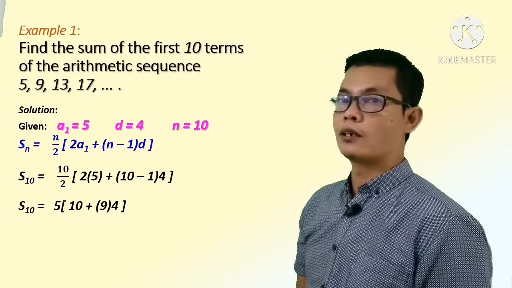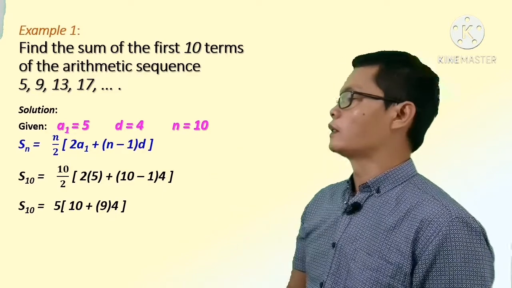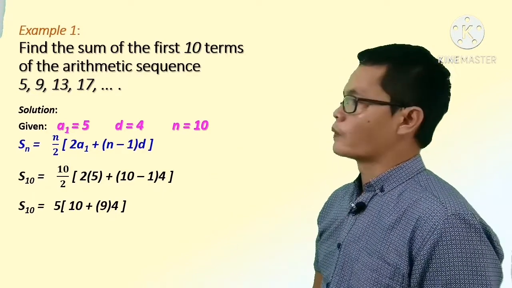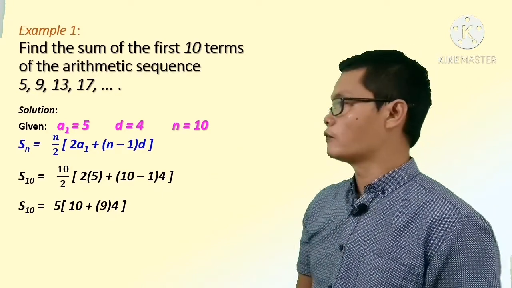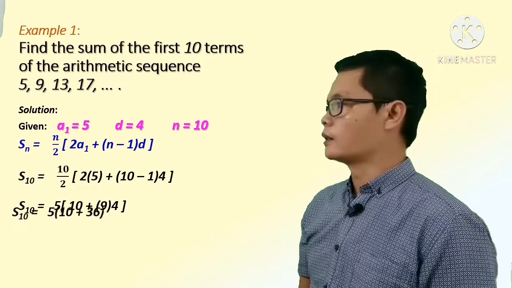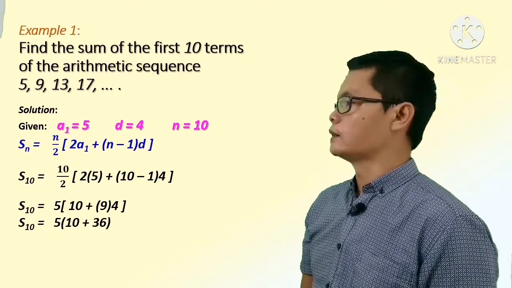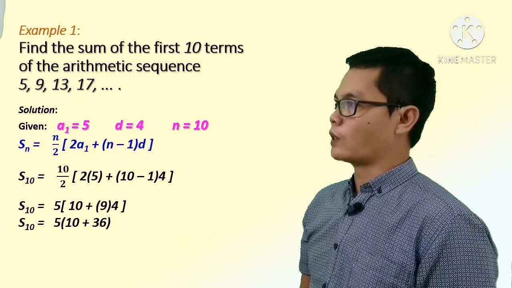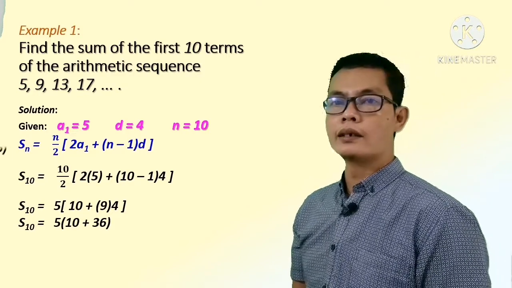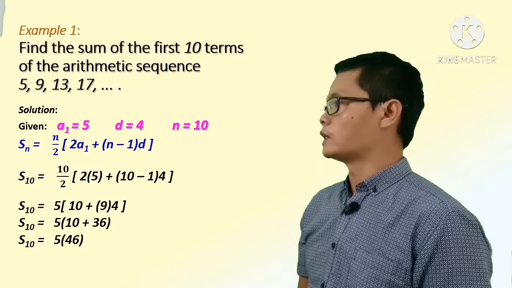Where do we get the value of 9? We just subtract 10 minus 1. Then we have 5 multiplied by 10 plus the product of 9 and 4, which is 36. S sub 10 equals 5 multiplied by 46.